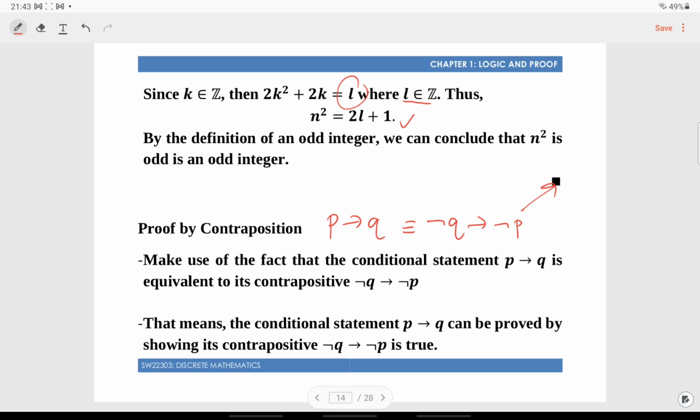Okay, in the previous method, the direct proof, we directly show this statement is true. That is why we call it direct proof. So for the contraposition method, instead of proving this one, we prove this one as true. Okay, we prove that if not Q is true, then not P is also true. If not Q, then not P. If this statement is true, automatically this one is also true because they are equivalent. So in contrapositive, we need to show that if not Q, then not P.